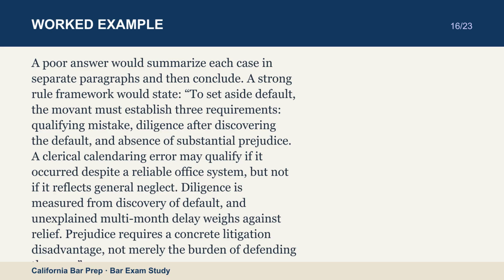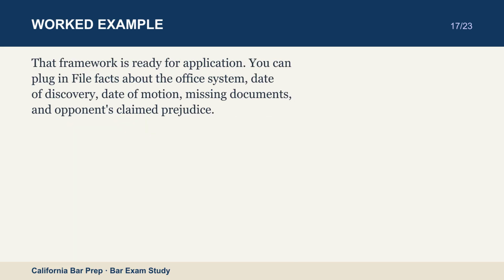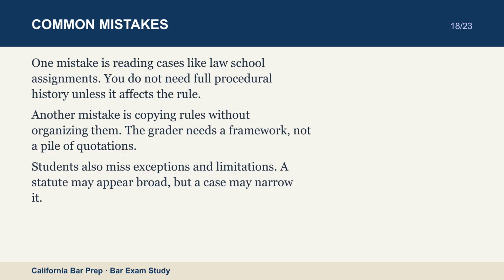You can plug in file facts about the office system, date of discovery, date of motion, missing documents, and opponent's claimed prejudice. One mistake is reading cases like law school assignments. You do not need full procedural history unless it affects the rule. Another mistake is copying rules without organizing them. The grader needs a framework, not a pile of quotations.